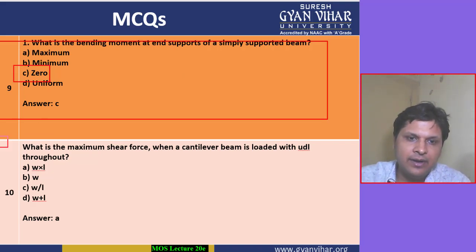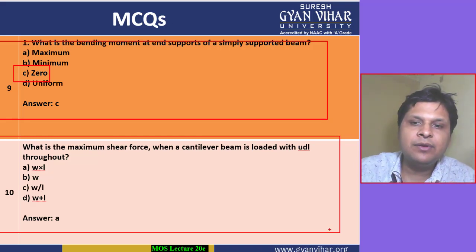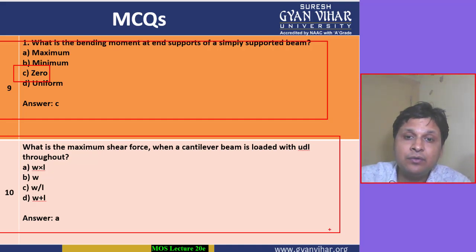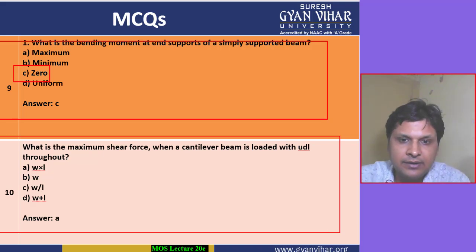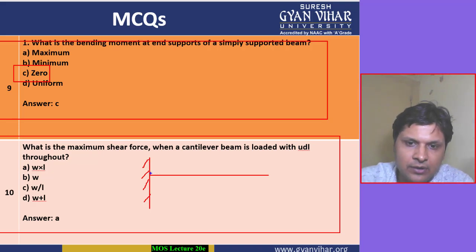Coming into MCQ number 10, what is the maximum shear force when a cantilever beam is loaded with a uniformly distributed load throughout? Again the question is like this. You have a beam which is supported at one end. Here it is supported, and this is the UDL which is acting on it. On the whole of the beam it is acting, students.